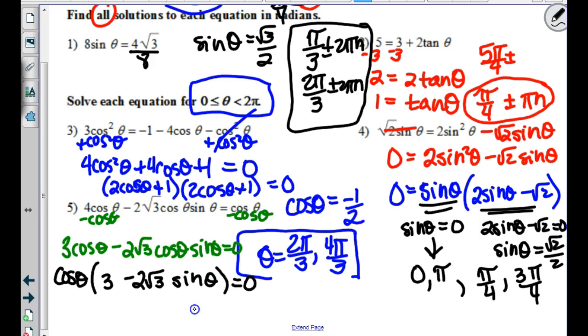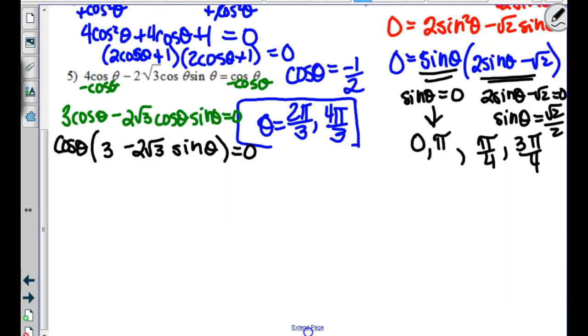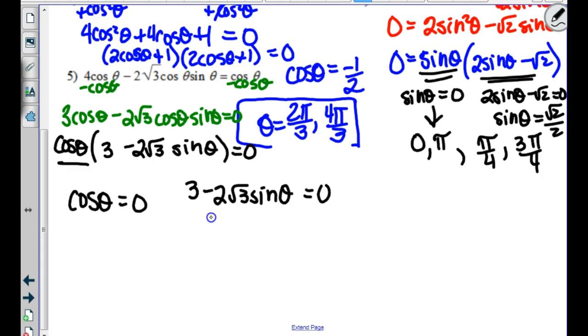So I think we're good, right? Because we have 2 functions, but each one has to equal 0, so we're okay. If this one equaled 0, or 3 minus 2 square roots of 3 sine theta equals 0. Let's see, if I add that over to the other side, it becomes a positive 2 root 3 sine theta. And then I have to divide by 2 square roots of 3.